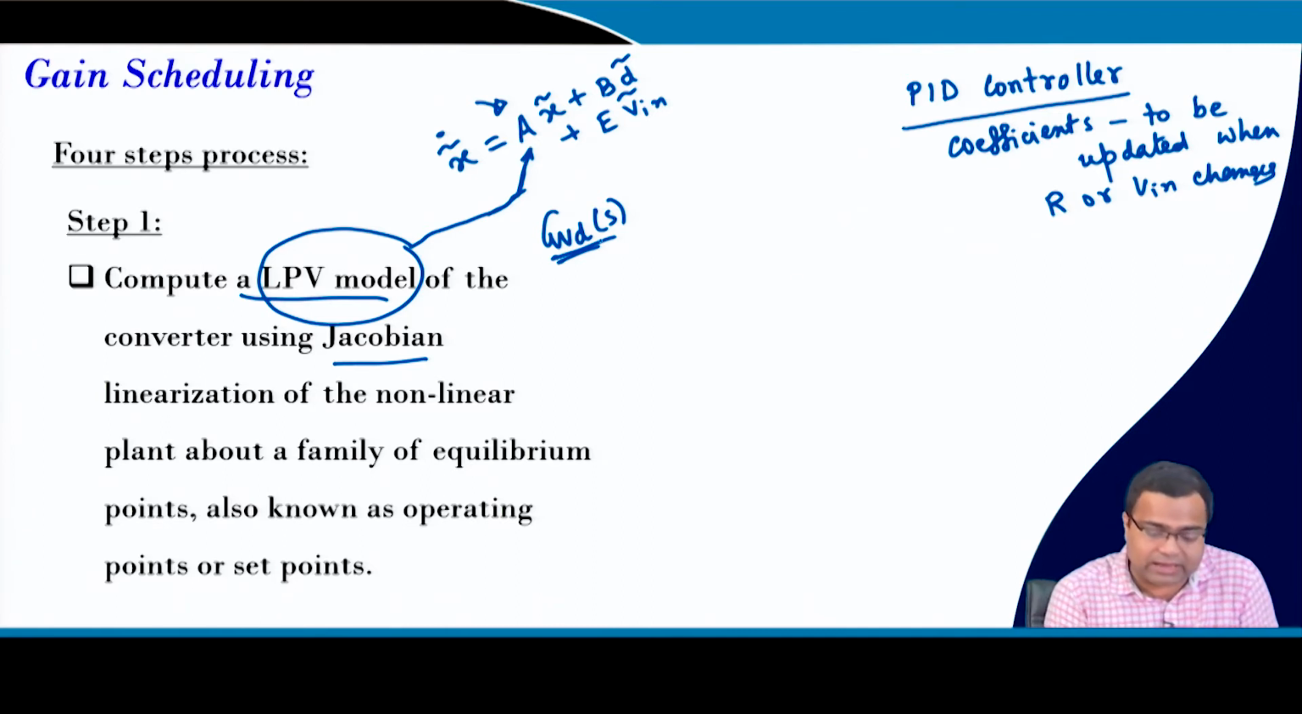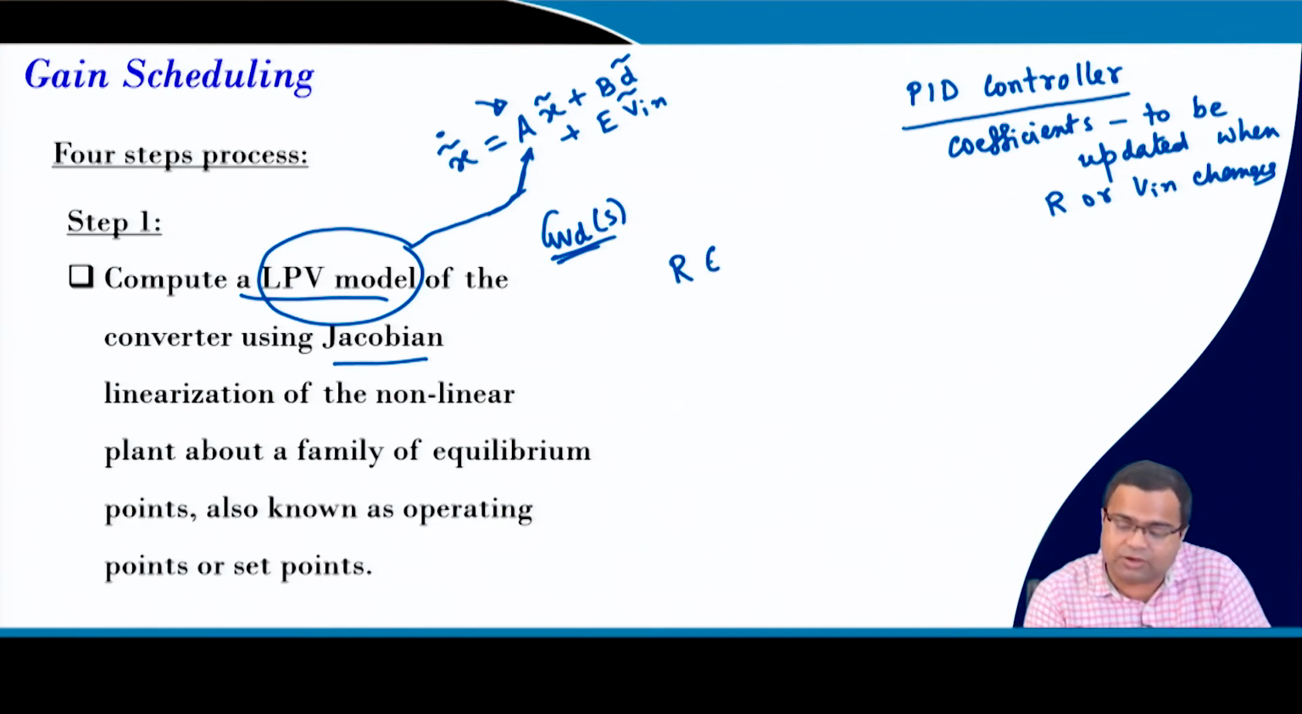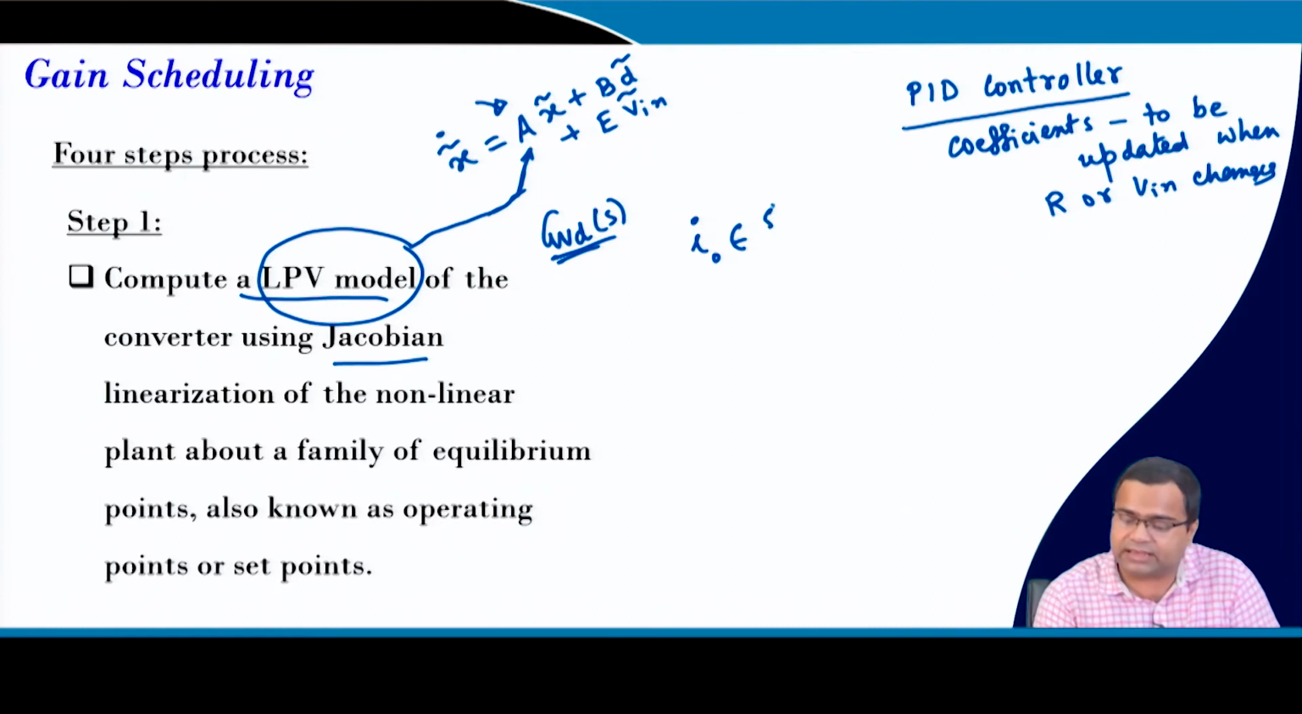So, we need to get a family of equilibrium points. That requires knowing the range of load, or in other words, in terms of load current. So, this requires the information of my load current. What is my load current? Let us say it varies from 100 milliampere to, let us say, 5 ampere.